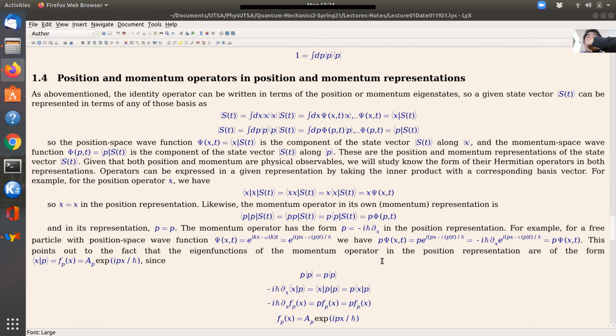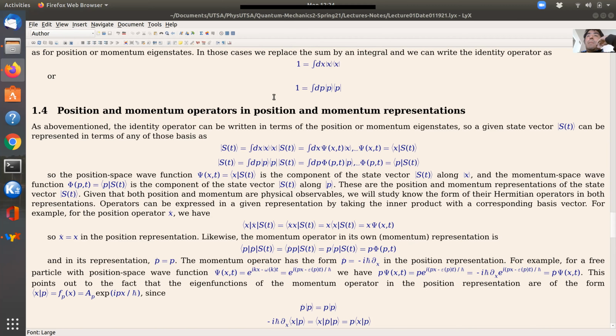So regarding position and momentum operators in each one of those representations, we remember that we have this, right? Okay, we can represent the identity. So now we will explore what is the form of a state vector in those representations, okay?